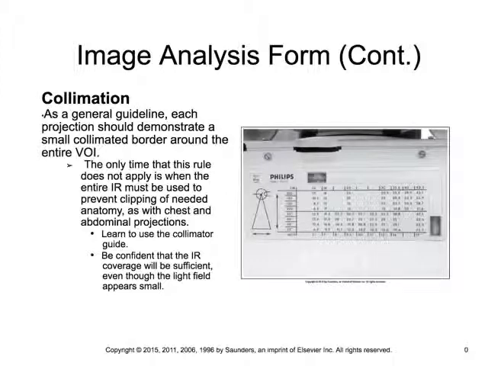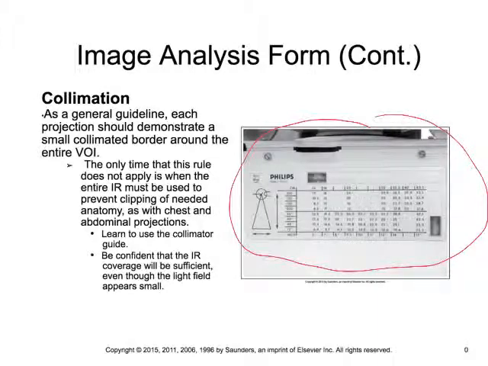Okay. As a general guideline, each projection should demonstrate a small collimated border around the entire volume of interest. The only time this rule doesn't apply is when we need to use the entire image receptor, right? It's helpful to learn to use this collimator guide that's normally displayed somewhere on the tube, right? It can tell you some helpful information about how big that area is.